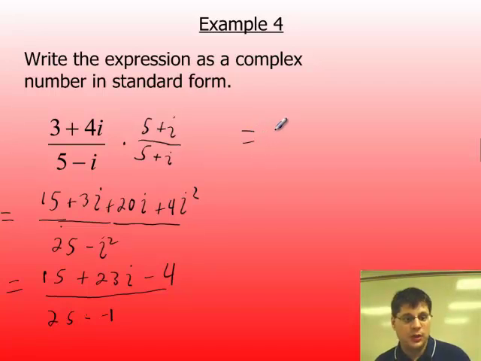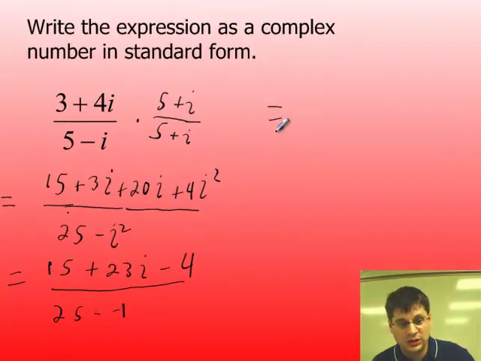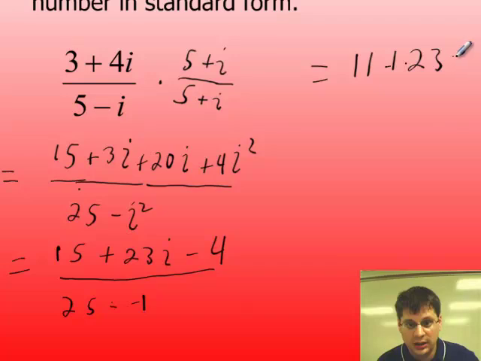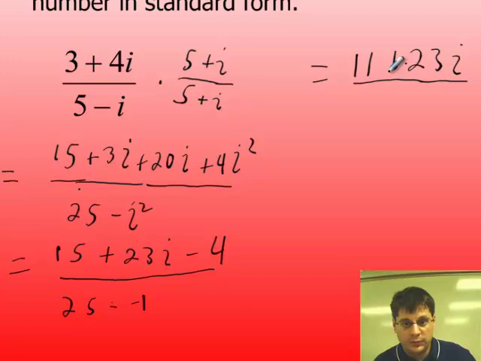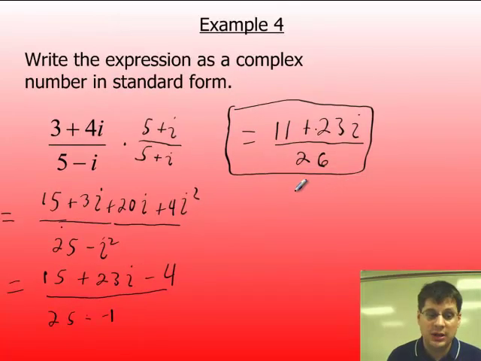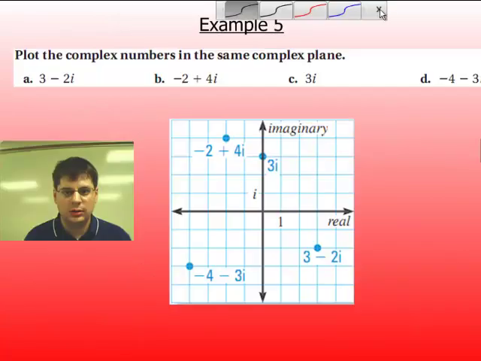So to continue this, on the numerator, we have the 15 and negative 4, so that's going to become 11 for our real part, and then just plus 23i over, and then our denominator is 25 plus 1, which is 26, and that's going to be our simplified expression that has been rationalized, and there's no longer an imaginary number in the denominator.